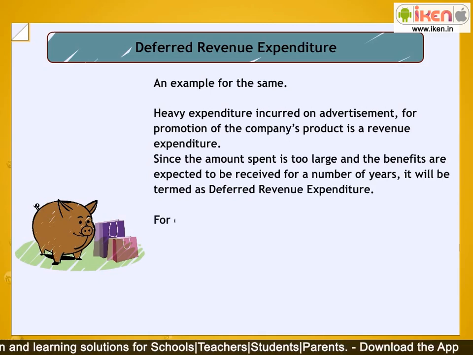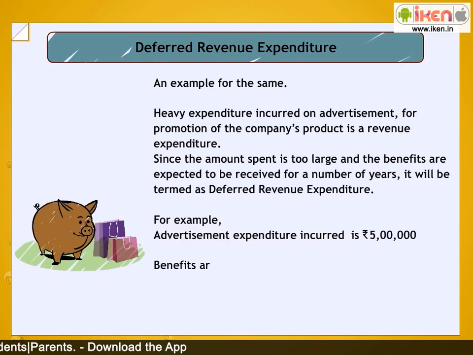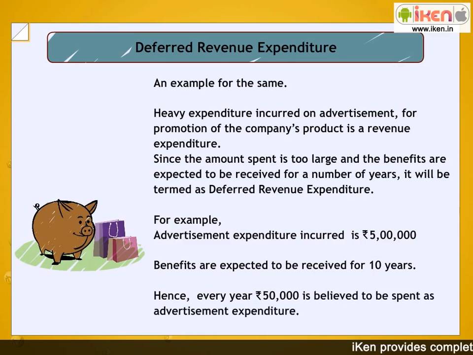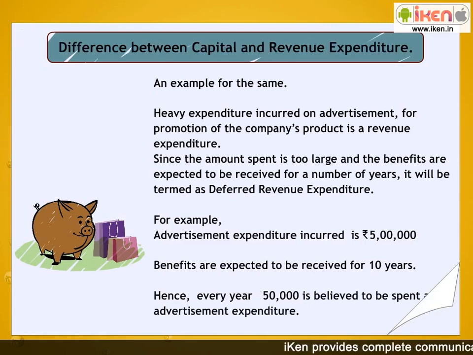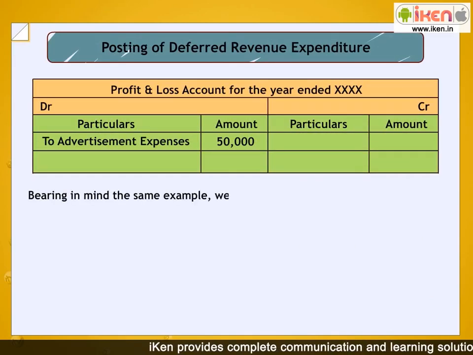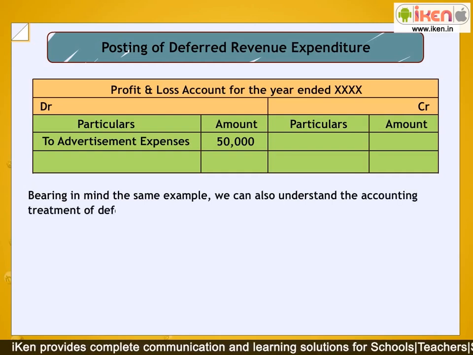For example, advertisement expenditure incurred is 5 lakh rupees. Benefits are expected to be received for 10 years. Hence, every year rupees 50,000 is believed to be spent as advertisement expenditure. Bearing in mind the same example, we can also understand the accounting treatment of deferred revenue expenditure.